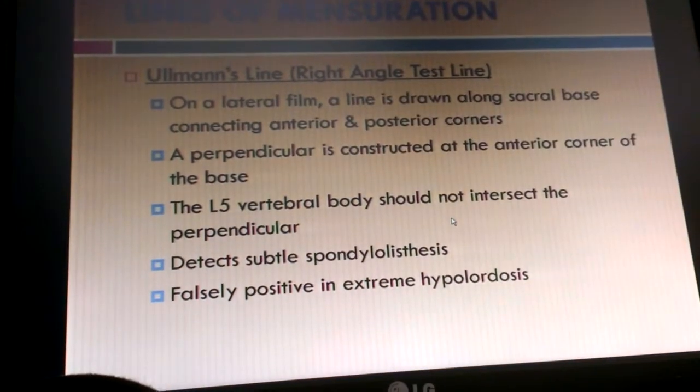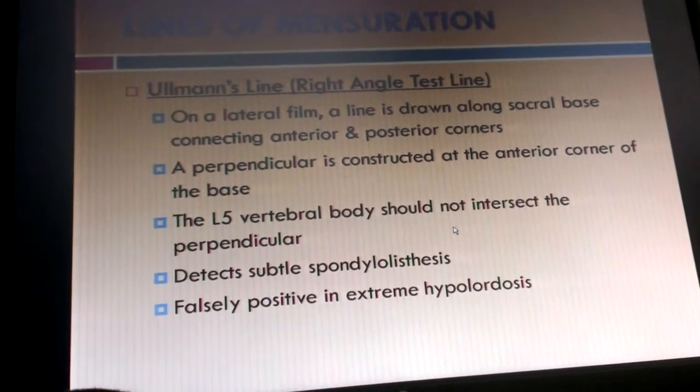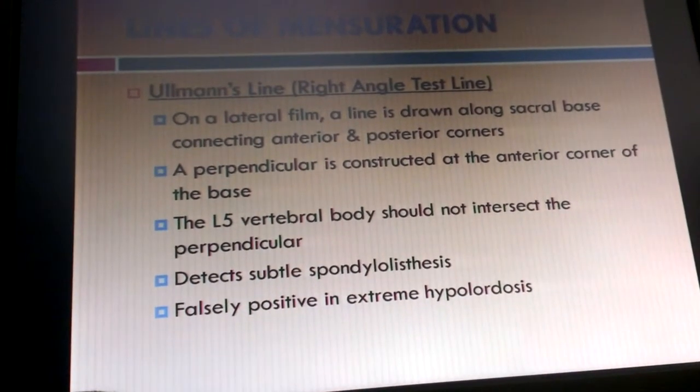Okay, Ullmann's line we also use to evaluate a patient that has spondylolisthesis.